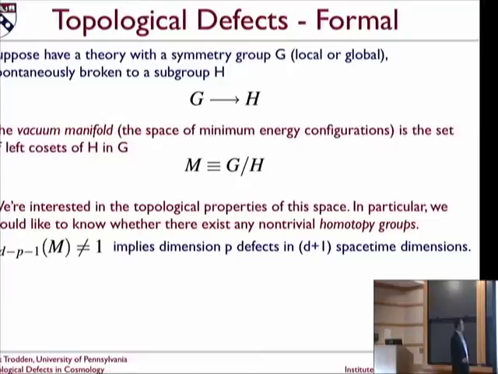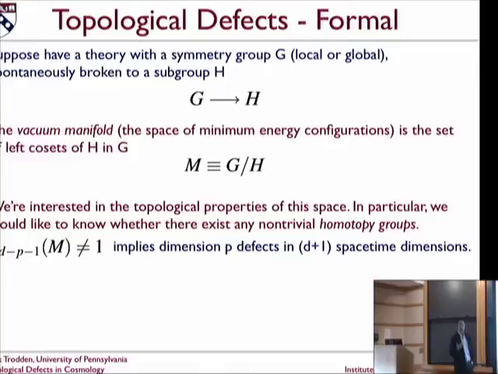And in particular, you want to know if the homotopy groups are trivial or not. In general, if you do this calculation in D spacetime dimensions, then in D plus 1 spacetime dimensions, you have defects of dimension P if this homotopy group is non-trivial. So that's how you figure it out. This is a very general statement.